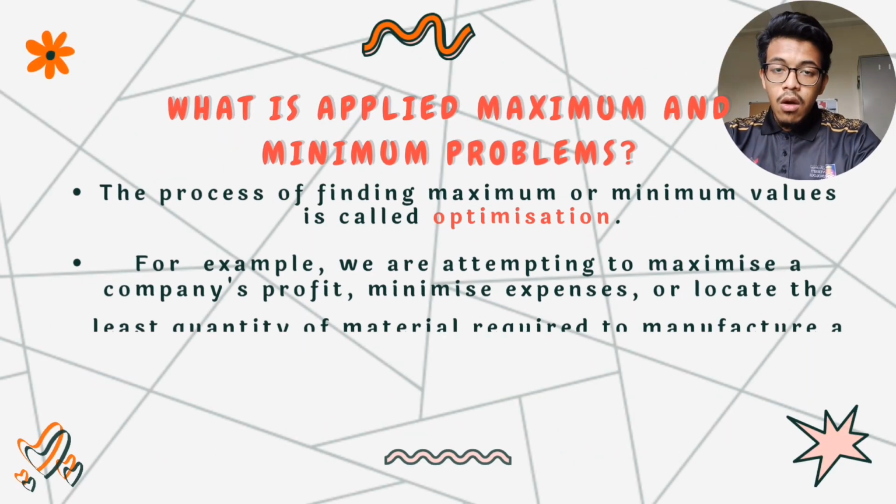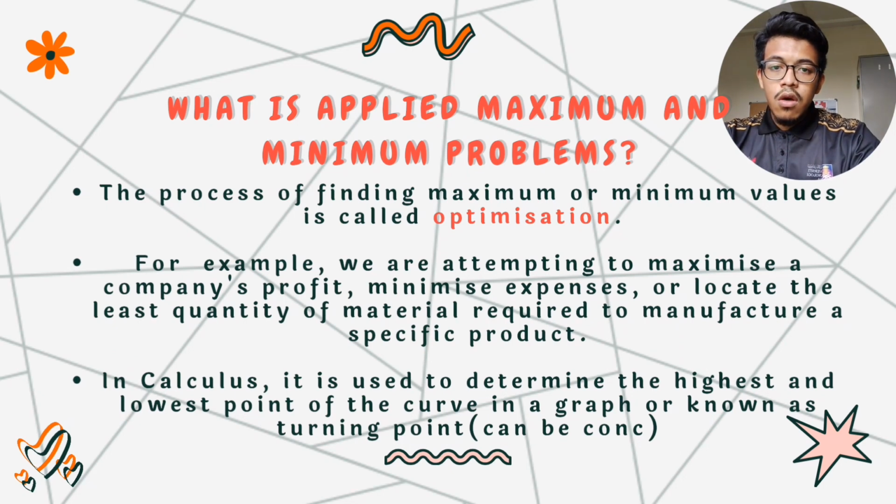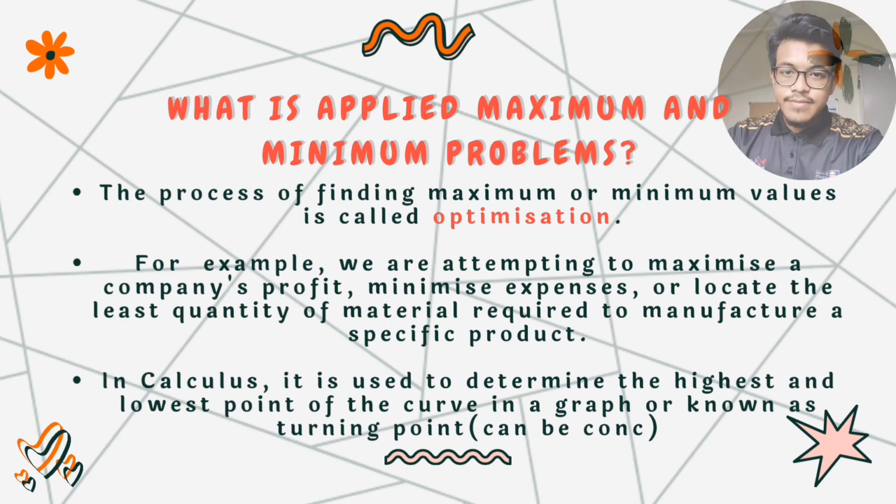Finding maximum or minimum values is called optimization. So, applied maximum and minimum problems are basically used to determine the highest and lowest points of a curve in a graph, known as turning points. For example, we may attempt to maximize a company's profit, minimize expenses, or find the least quantity of material required to manufacture a specific product.